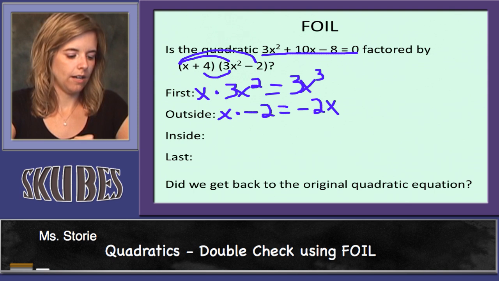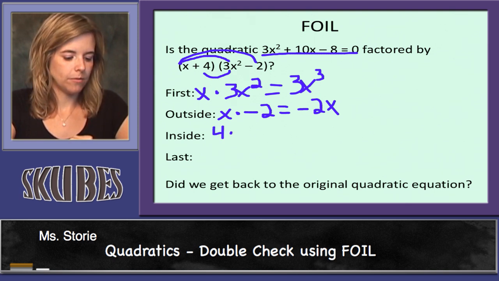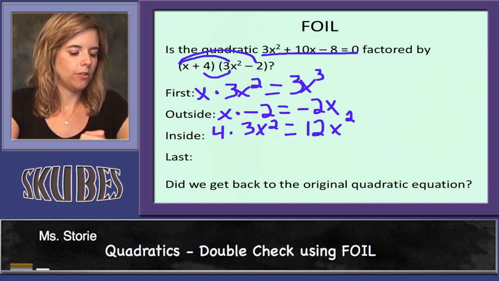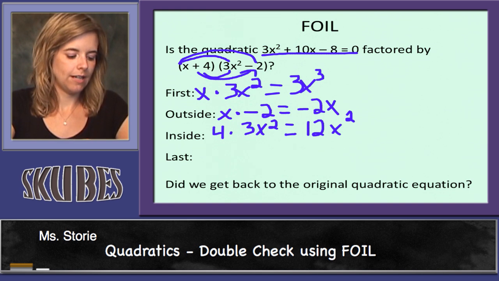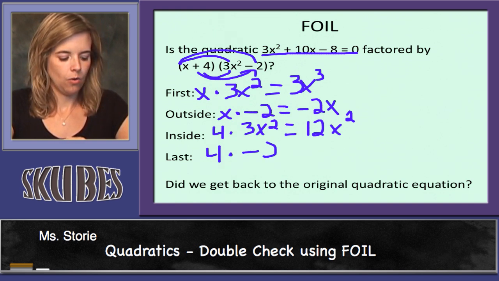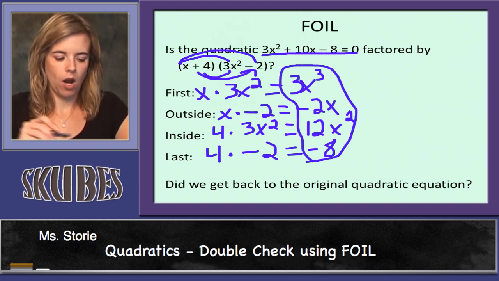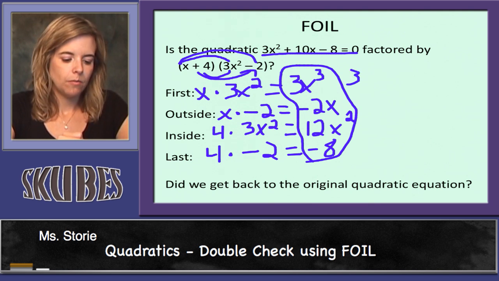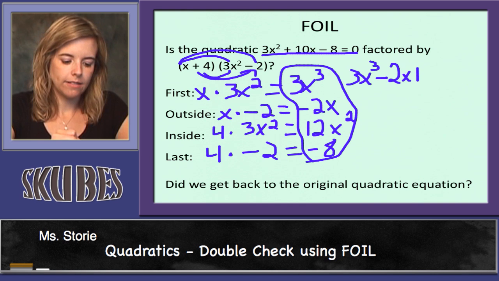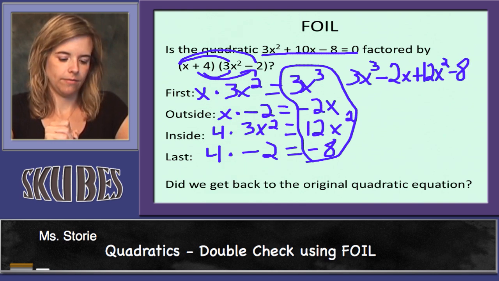Then you're going to do inside. You have a positive 4 times 3x squared. That's going to give you a 12x squared. And then you're going to have a positive 4 times a negative 2, which is going to give you a negative 8. And remember, you write all of your answers as one long problem. Keep the signs: positive 3x cubed, negative 2x, positive 12x squared, and a negative 8.